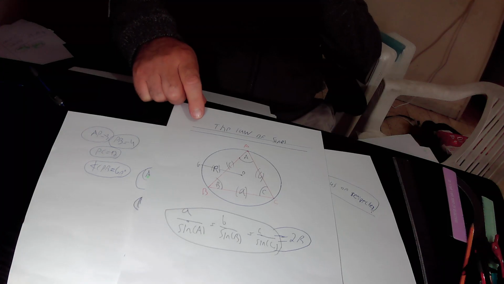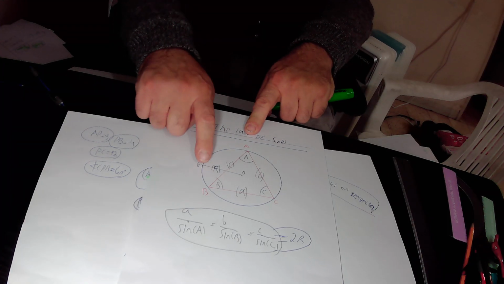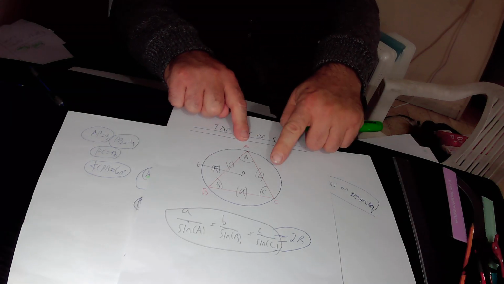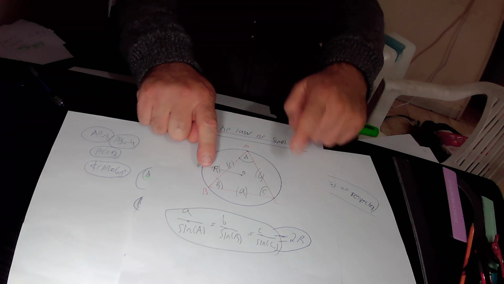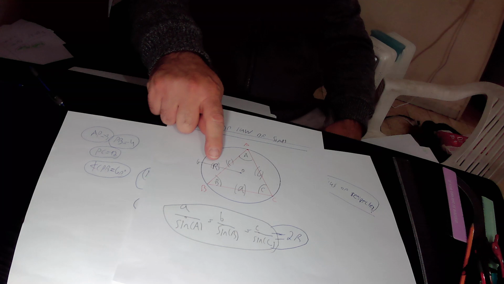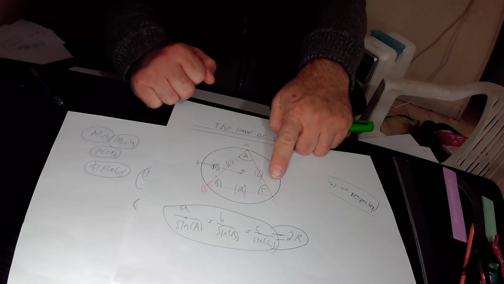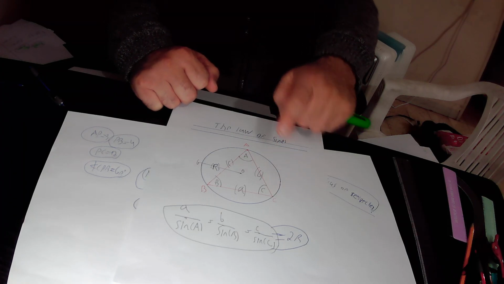So, in this triangle ABC, AB equals c units in length, side AC equals b units in length, side BC equals a units in length. This is angle BAC that equals capital A degrees according to our definition. This is angle ABC that equals capital B degrees according to our definition. And finally, this is angle ACB that equals capital C degrees according to our definition.